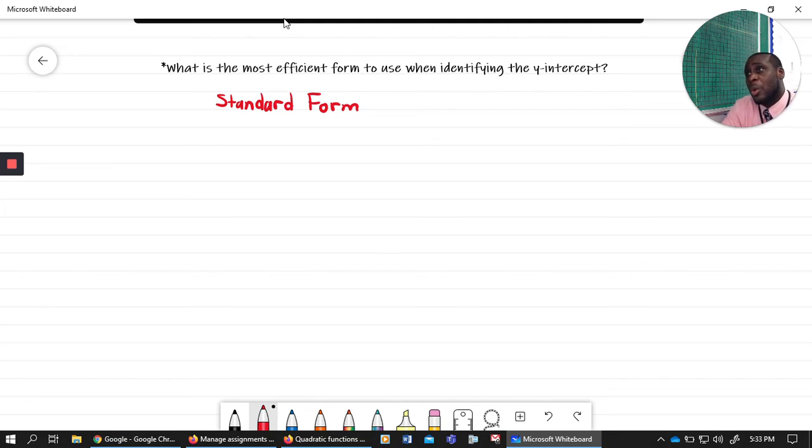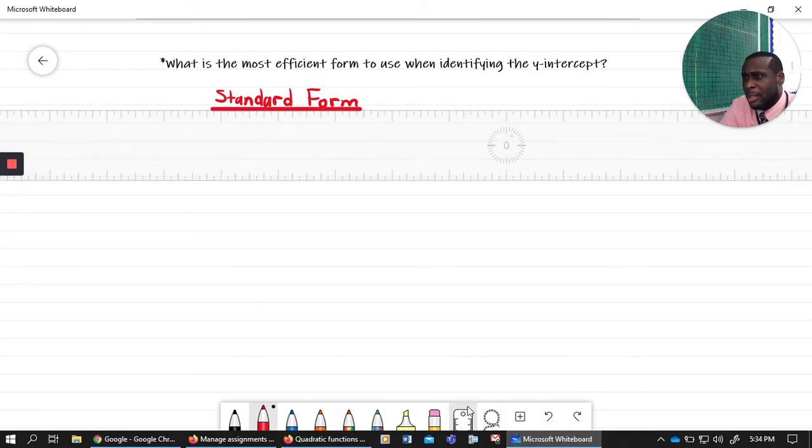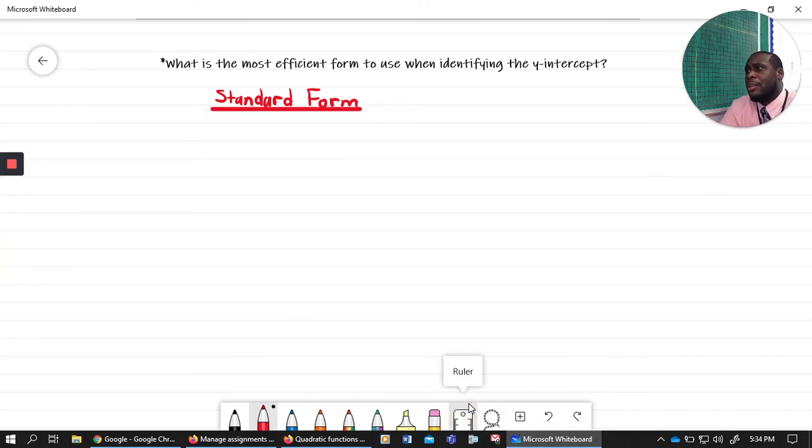So the standard form for quadratic is, of course, your... ew, that is so ugly. We're going to try this again. Oh, that's so much better. Alright. Standard form for quadratic is, of course, y equals, or f of x equals ax squared plus bx plus c.